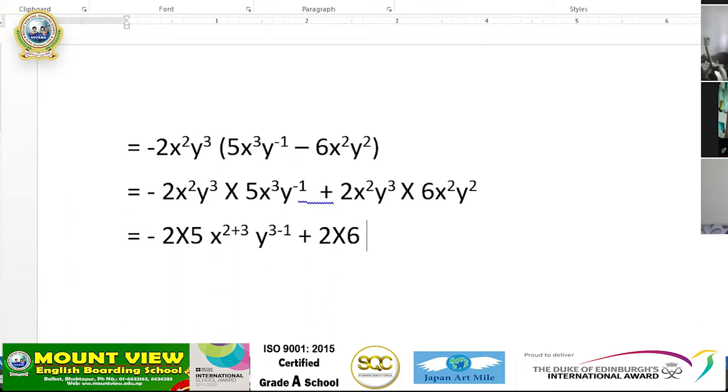And for x the powers are 2 and 2. Okay, and for y the powers are 3 and 2, and we all know that we need to add the powers in case of multiplication. The powers of the same bases are added in case of multiplication. Same base as in x to x, y to y. Okay, so it's a simple math remainder now. We have minus 10 x to the power 5 y to the power 2 plus 12 x to the power 4 y to the power 5.